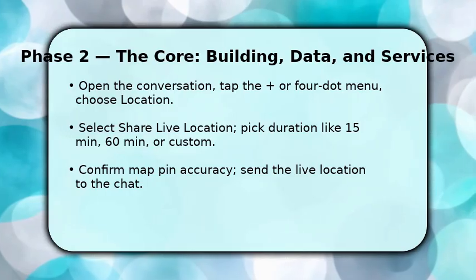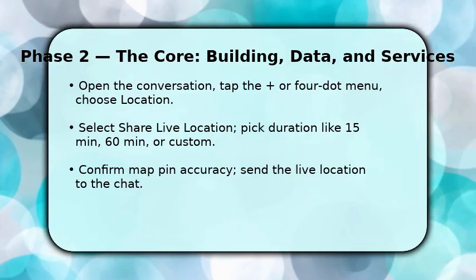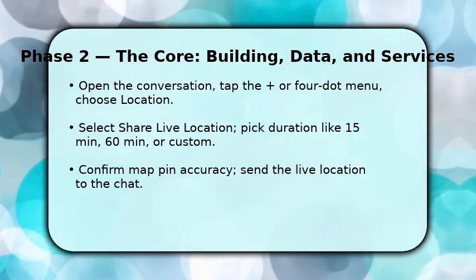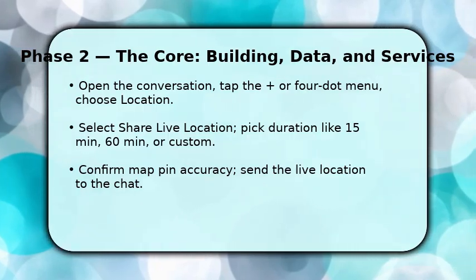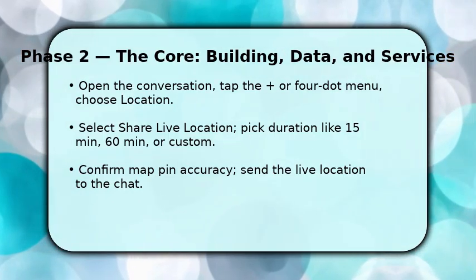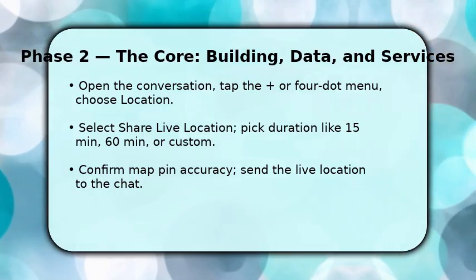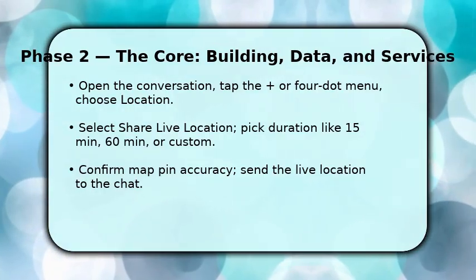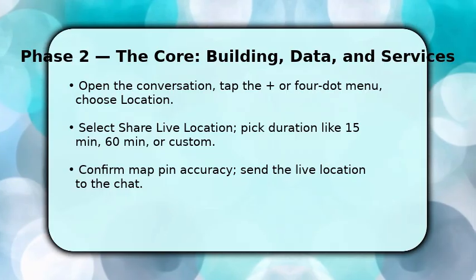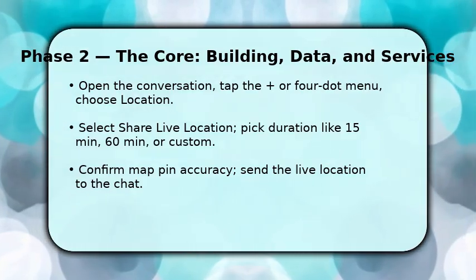Now you perform the core actions. Open the conversation with the person or group you want to share with. Press the plus icon or four-dot menu to reveal location. Once there, choose Share Live Location and pick a duration, 15, 60 minutes, or a custom time, so you control how long tracking stays active. Make sure the blue map pin reflects your position accurately. If it looks off, wait a few seconds for GPS to refine before sending. Then tap Send to begin sharing.